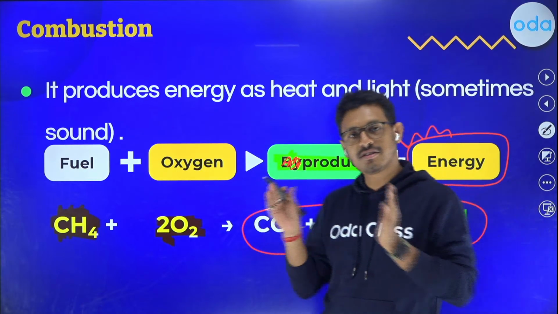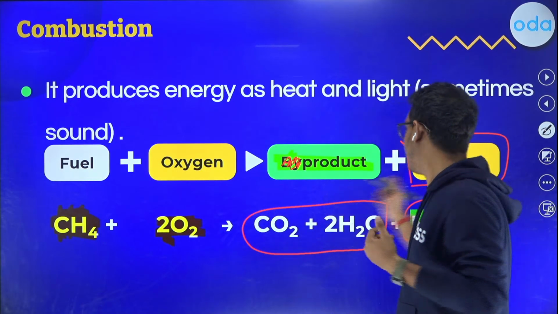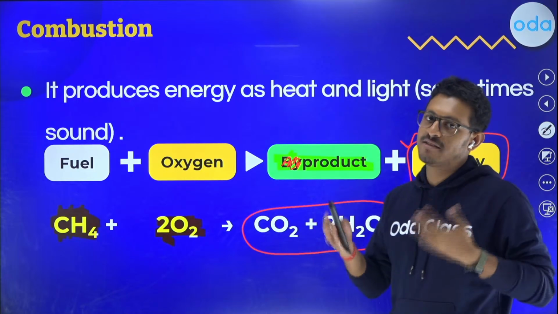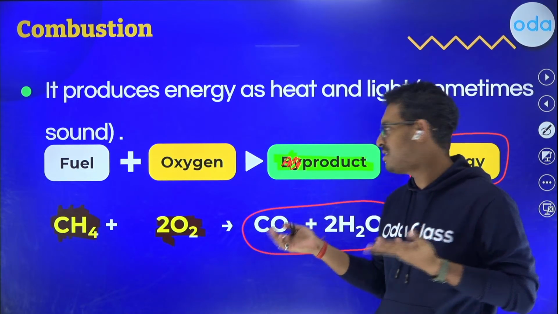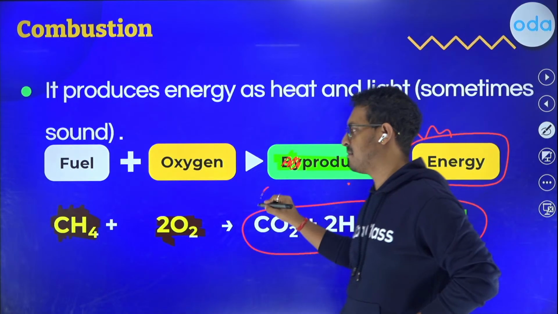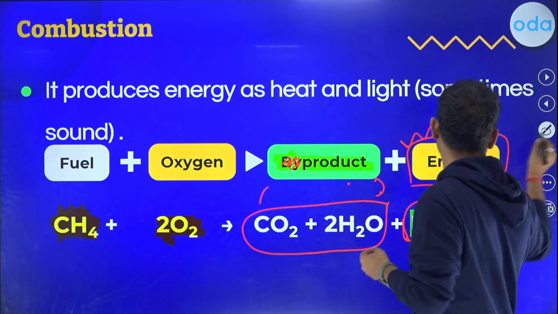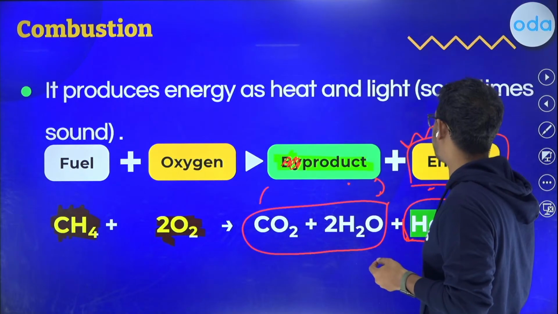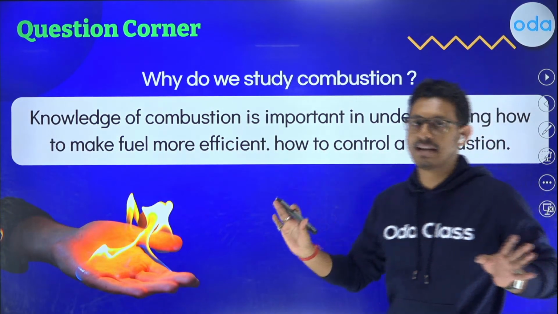You have fuel and oxygen reacting. After the fight, a little bit of energy will be released, maybe in the form of light or heat or sound, and some products. Now remember one thing, the product will not always be the same. If you're burning some sort of fossil fuel, it might be carbon dioxide and water vapor, but if it is something else, it might be an entirely different product.